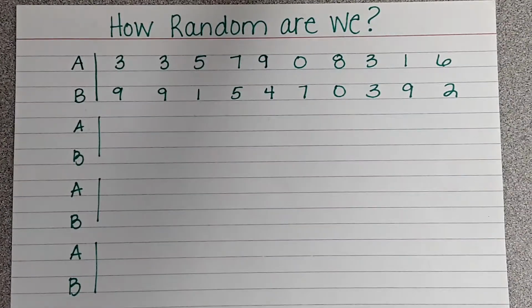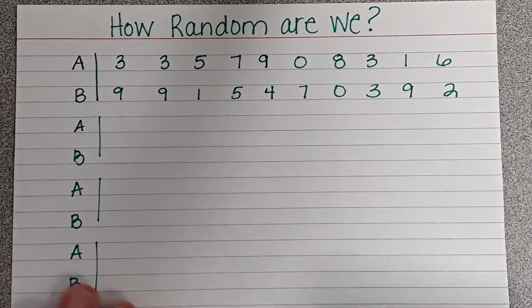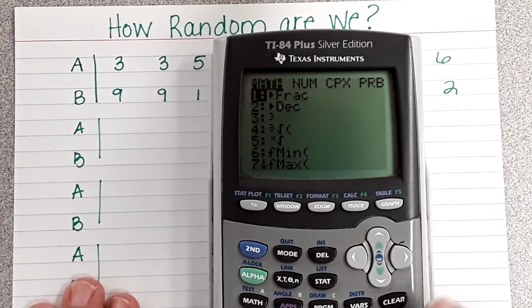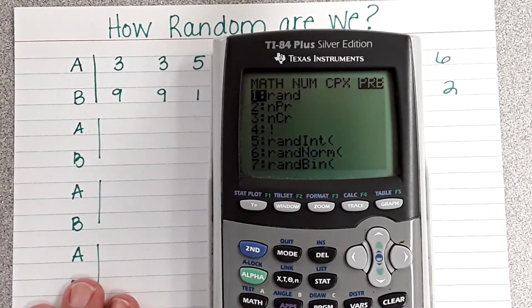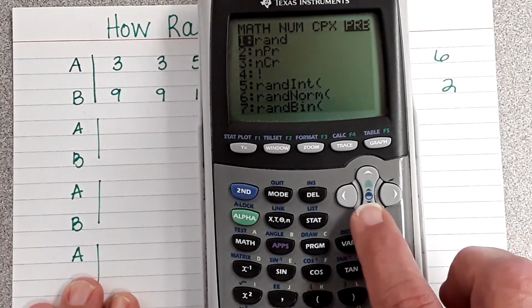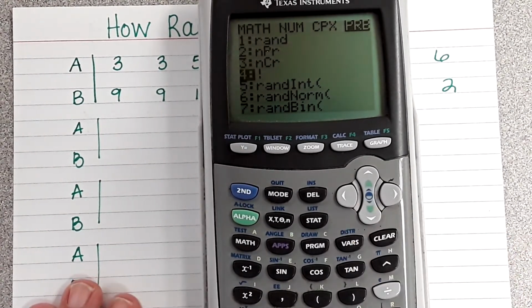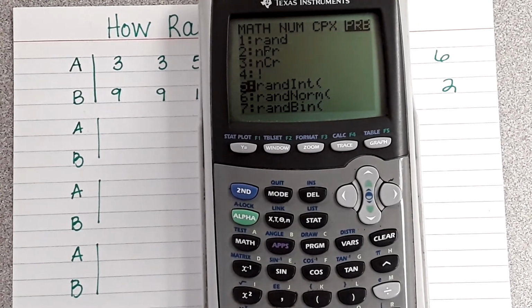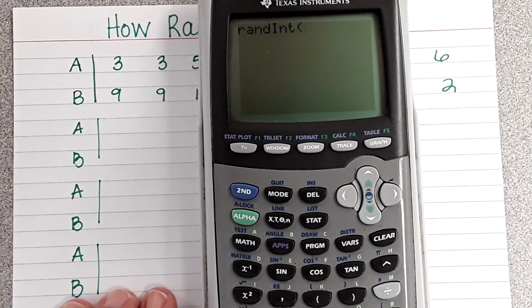I want you to go to your calculator. I want to make sure you guys know how to use your random integer. Just to remind you, you're going to hit the math key, go over to the PRB key, and go down to the random integer key. You're going to hit enter, and then you're going to hit 0, 9, and close the parentheses.